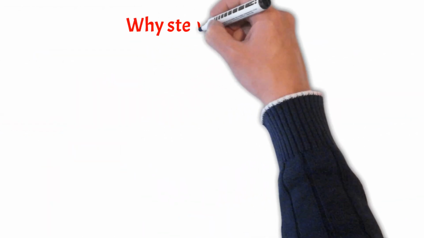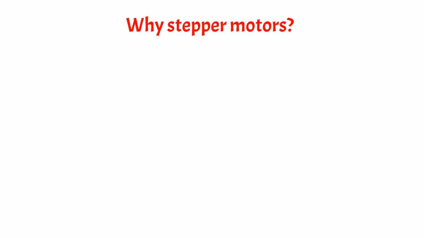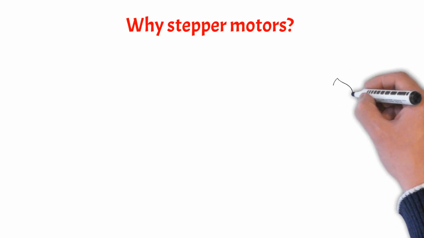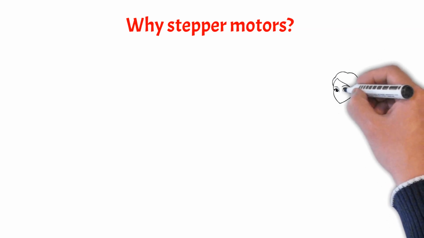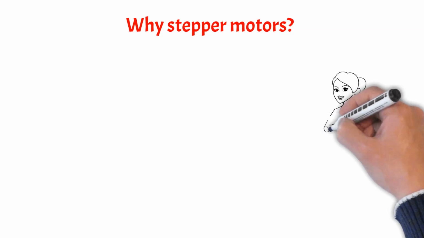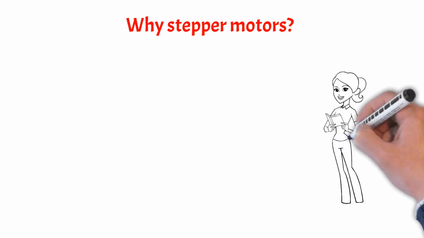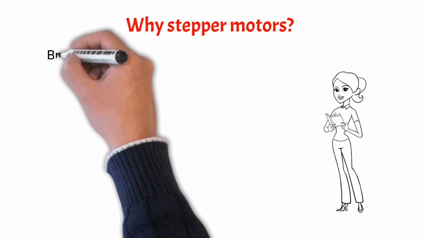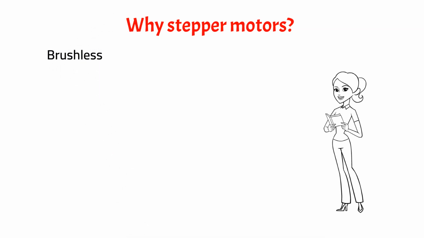So, why do we use stepper motors? Why not some other kind of motors like servo motors? That is clearly because of the advantages of stepper motors over servo motors. The stepper motors are brushless, therefore there are no frictional losses. There is no arcing, which makes them less risky too. They are rugged and thus have a longer lifespan.